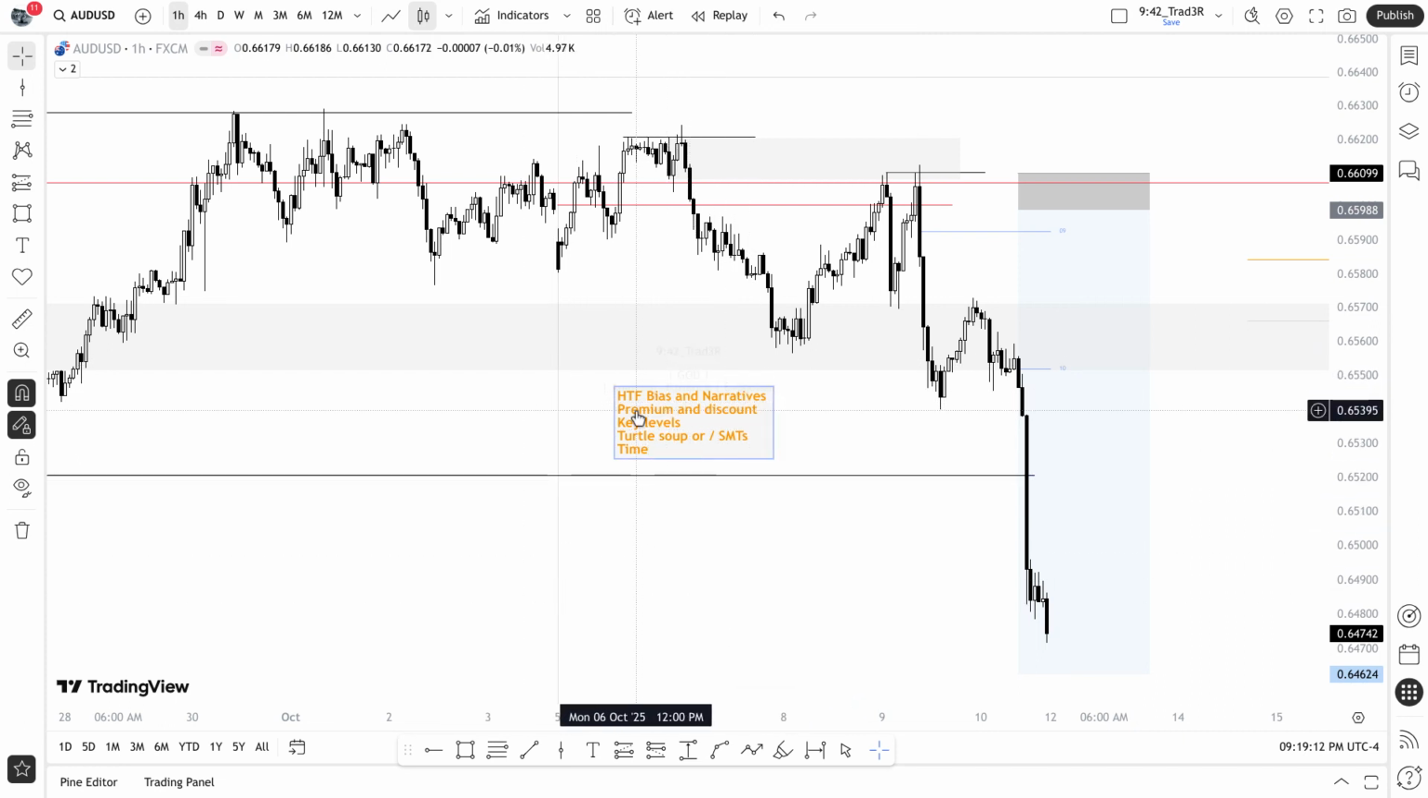Then moving on, you need to be aware of premium and discount prices. You need to be aware of key levels. You need to be aware of turtle soup or SMC, and also time.